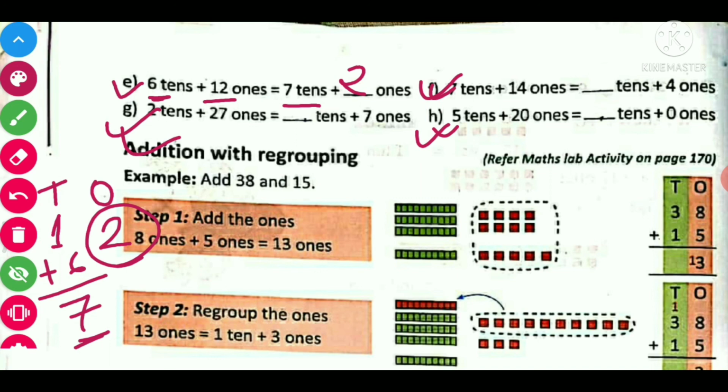Is it clear? So that's all for today. In our next class we will discuss addition with regrouping.